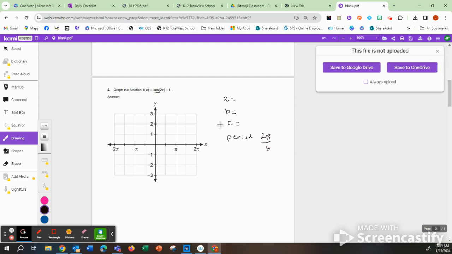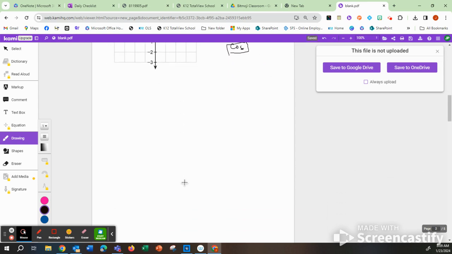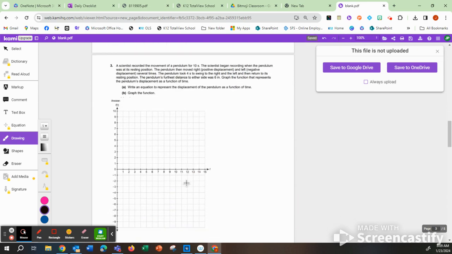And then this one is cosine, so you know the graph's going to be a little bit different. So look back at anything that you've done with cosine if you're having trouble with that. All right, so number 1 and number 2 are similar. Number 3 is a word problem.